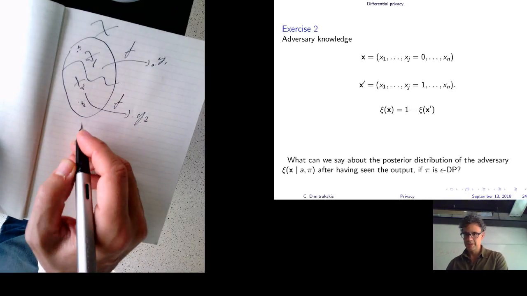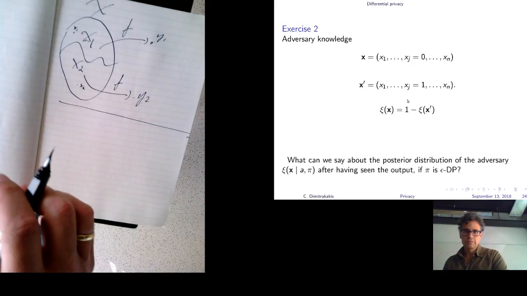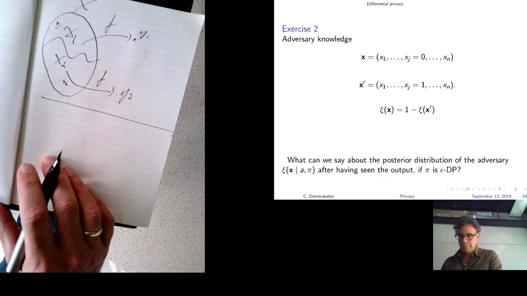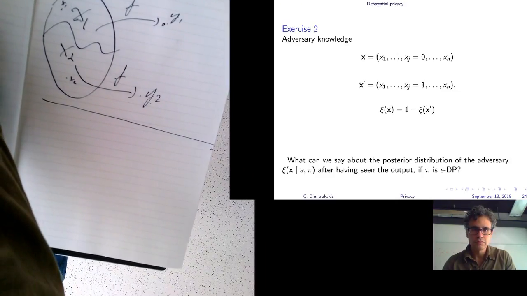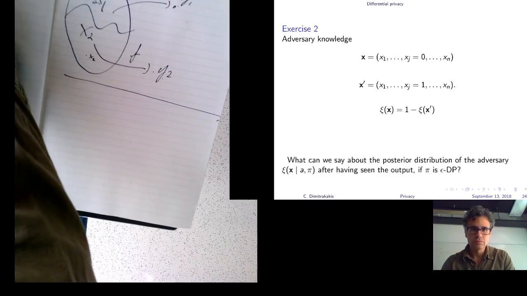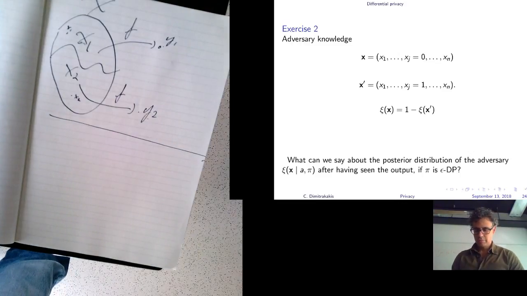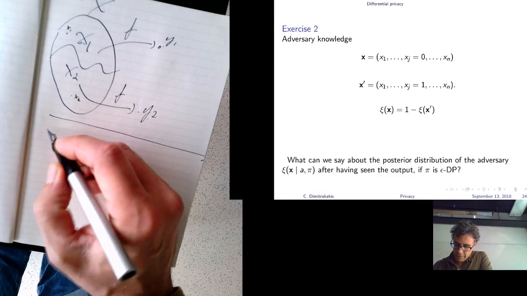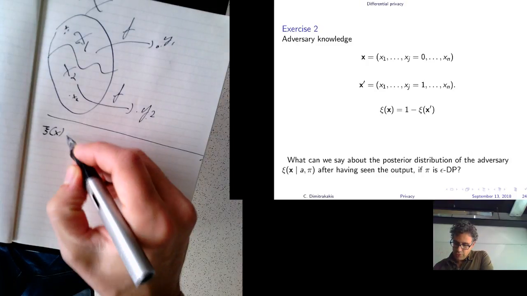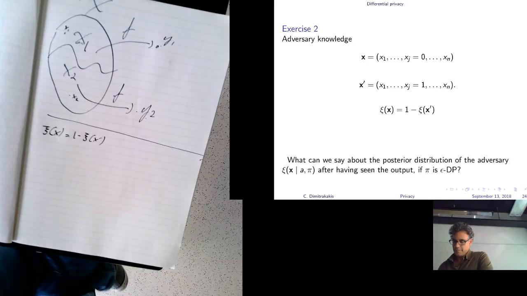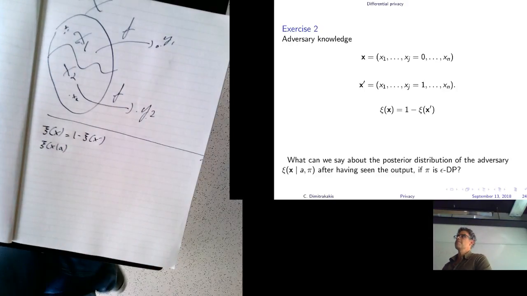So, let's see. So what we have here is basically, let me just make this bigger. So we have some prior for x, right? Fine, and we know that this is 1 minus our prior for x prime, right? And we can write the posterior for x given some specific output a from the mechanism, okay?